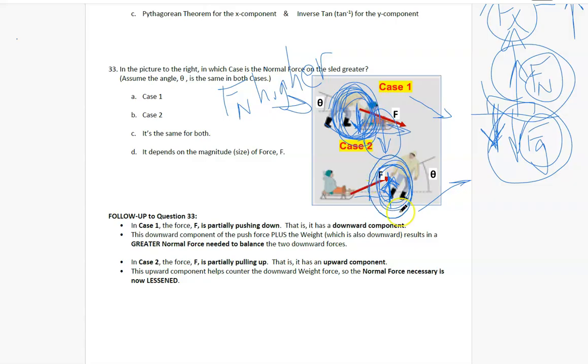Whereas in this case, the person pulling the sled is actually partially lifting the sled, lifting up from the weight force, and there you only need a little bit of normal force to match the weight force, because there's a certain amount of upward force helping it along. These two can work together to match the downward weight force. And that's what's described here. And that concludes this part of the lesson.